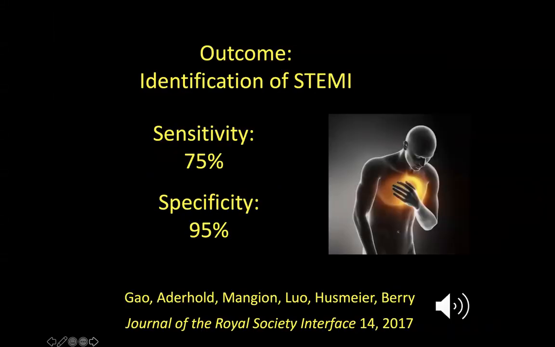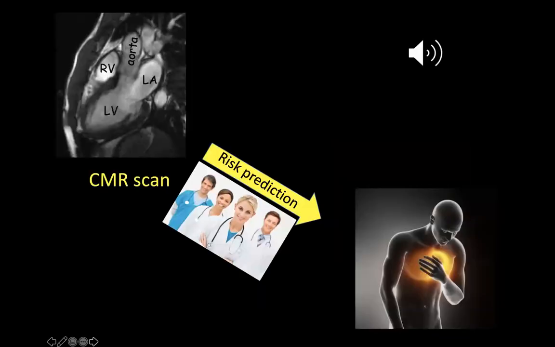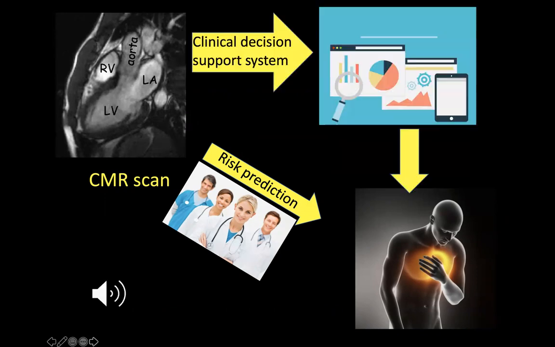We obtained a sensitivity of 75% and a specificity of 95%, which clearly indicates that the material parameters are highly relevant for disease diagnosis. The details are reported in the paper shown at the bottom, published in the Journal of the Royal Society Interface. So rather than relying on their intuition when interpreting magnetic resonance image scans for disease diagnosis, clinical practitioners could in principle use an automated clinical decision support system based on these material parameters for automated and more objective risk assessment and disease diagnosis.